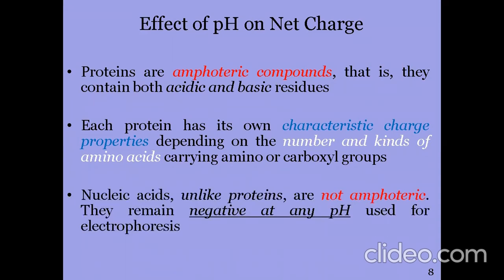So nucleic acids, unlike proteins, are not amphoteric. Nucleic acids like DNA and RNA will not be amphoteric. They remain negative at any pH used for electrophoresis. So in electrophoresis, the DNA will remain negative because it is not amphoteric and it is negatively charged. Proteins, unlike nucleic acids, are amphoteric, and they will behave depending on the number and kind of amino acids within them.